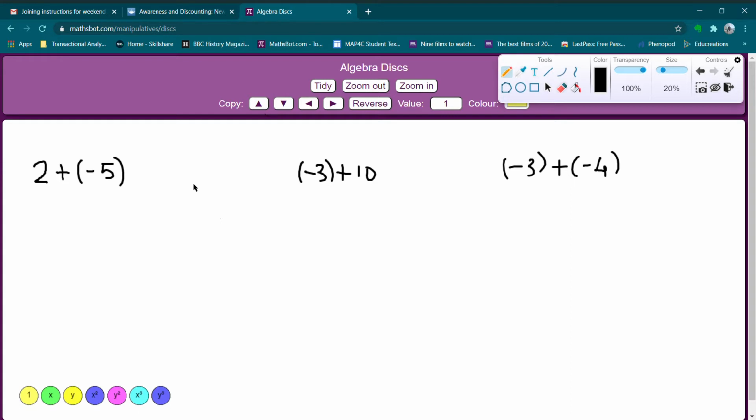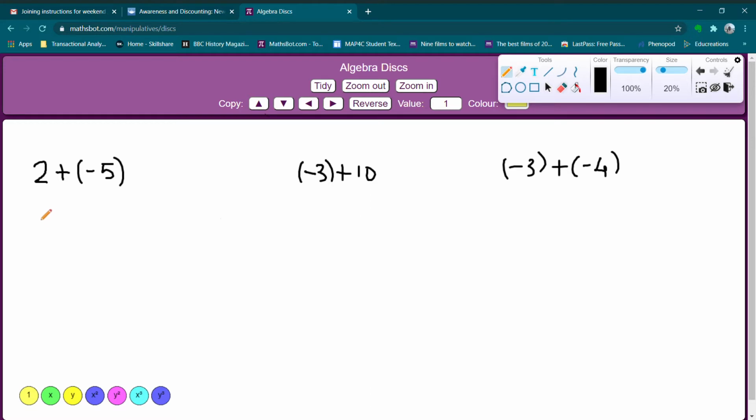So I'm using the MathsBot manipulatives. I think I gave you the website in class already. So use it if you want to understand this more when you're solving the worksheet following this. So let's add these two numbers where we have 2 plus negative 5.